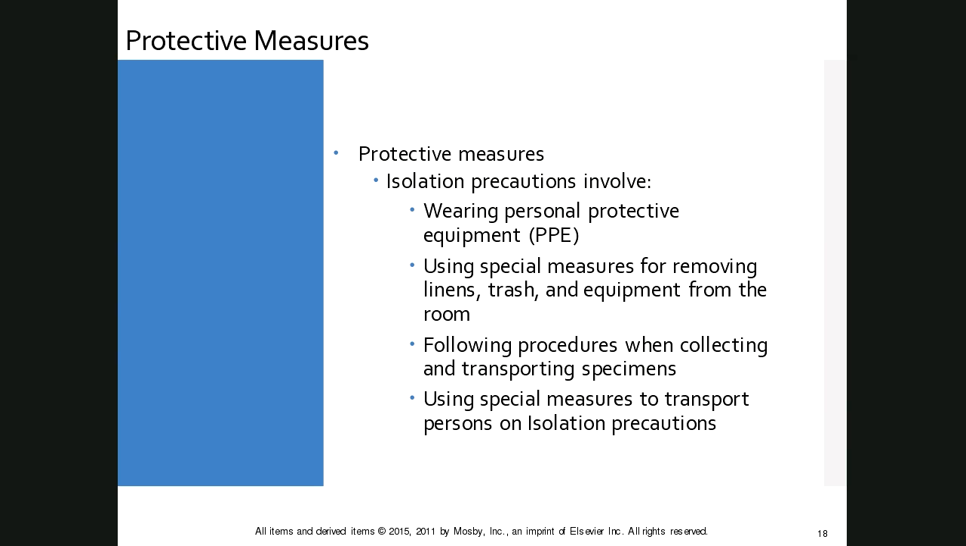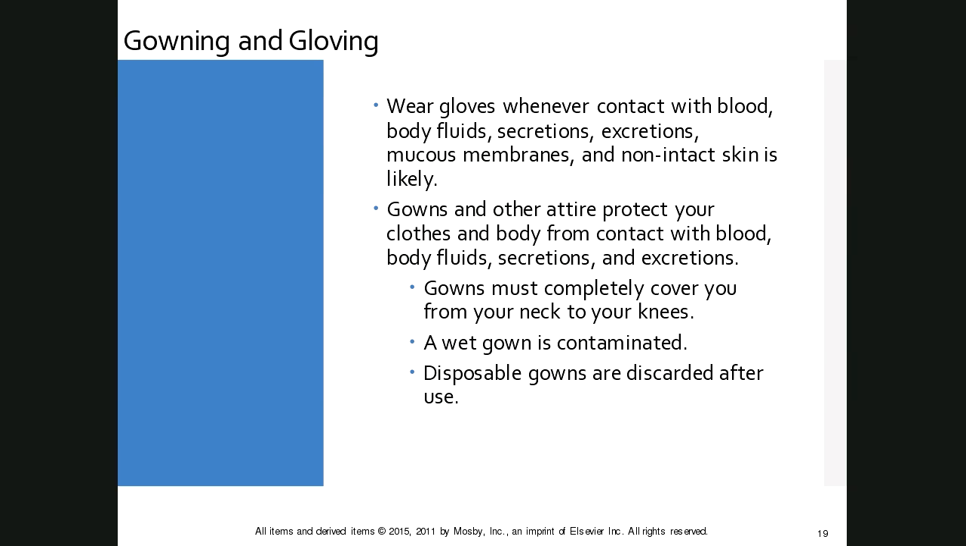And then we use special measures to transport persons on isolation precautions. Sometimes that's why you see people wearing masks when they're being transported down the hall. It's because maybe they're on some form of transmission-based precaution or some form of isolation. They're a little interchangeable there. Transmission-based is going to be specific, whereas isolation is kind of a general term. So gowning and gloving, you have to wear gloves whenever you come in contact or whenever you think you may come in contact with blood or body fluids, secretions, excretions, mucous membranes, non-intact skin, where non-intact skin is likely.